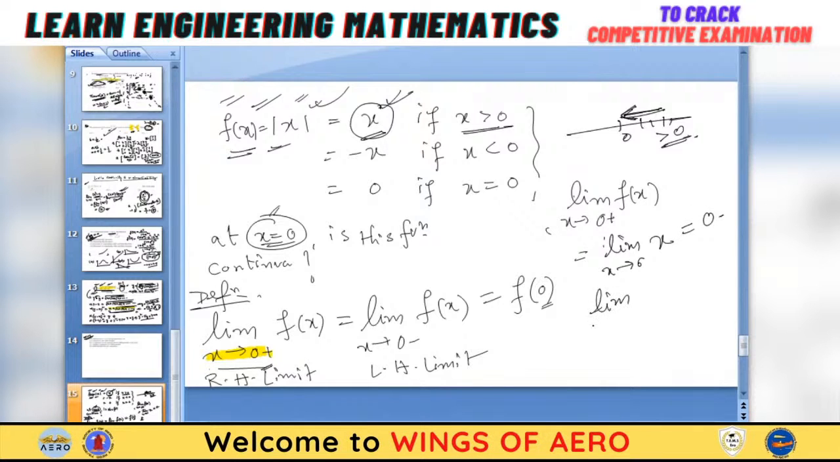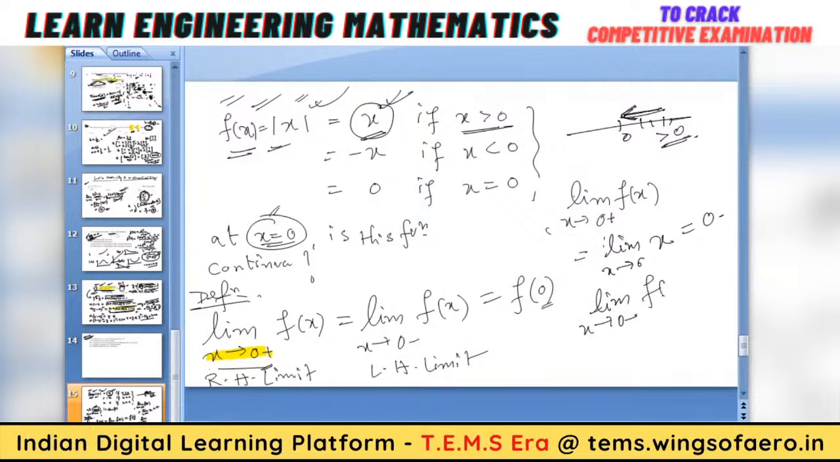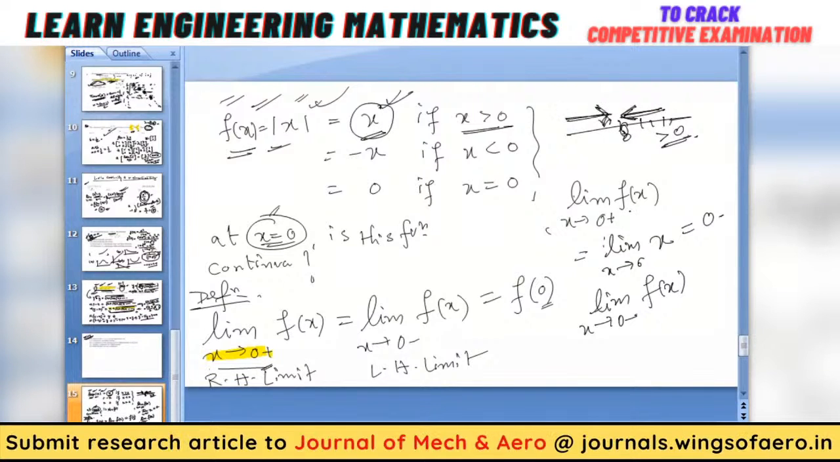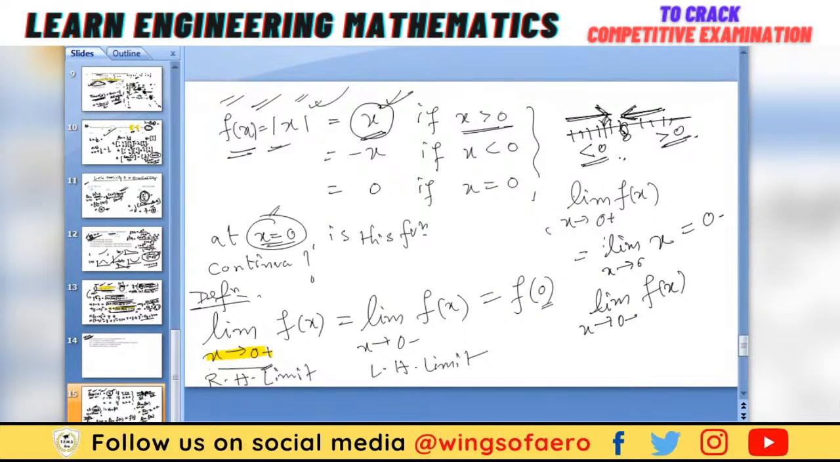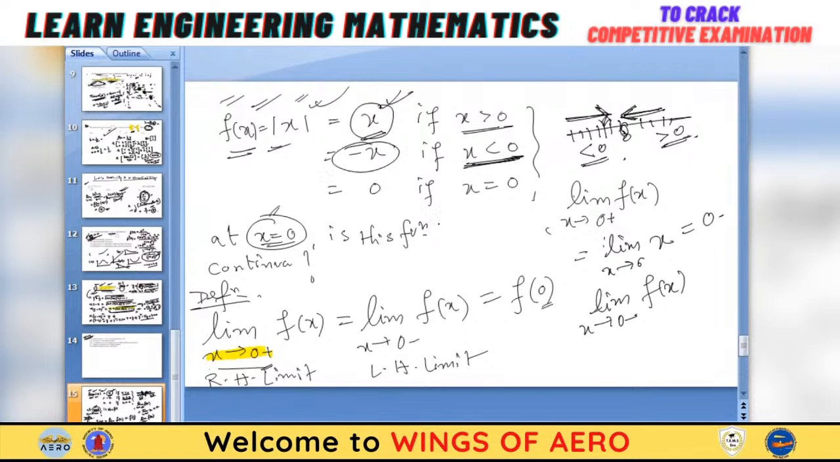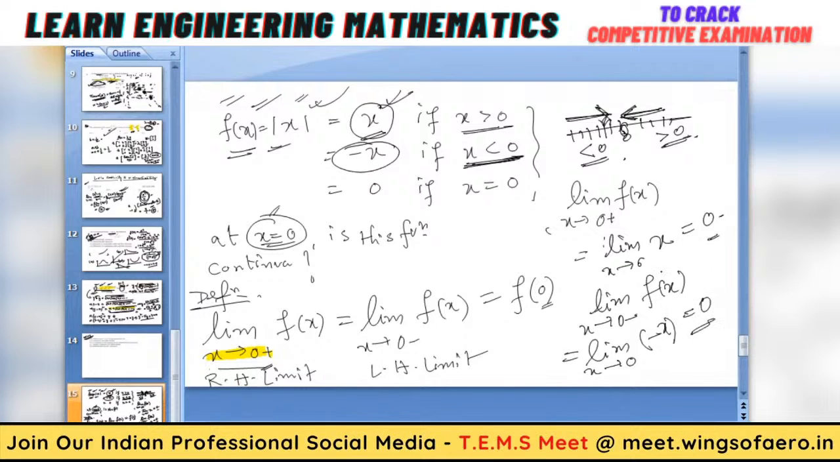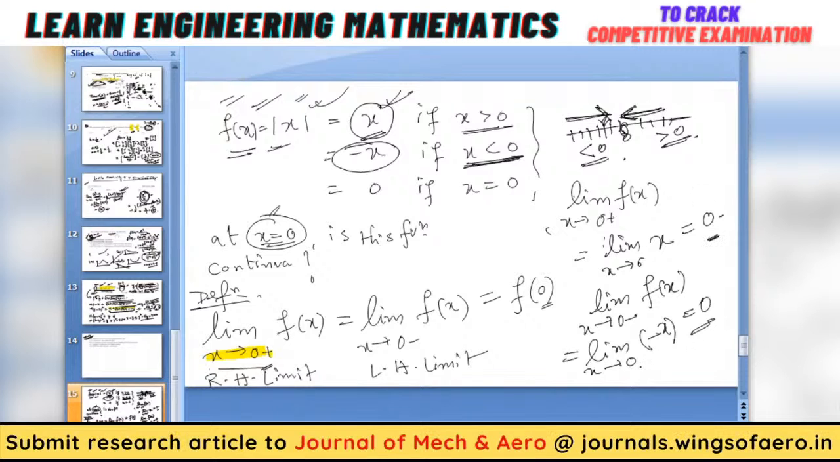Next, limit x tends to 0 minus f(x), left side. 0 minus means we have to approach this 0 point from the left side, and from the left side all the values are less than 0, so we have to choose where x is less than 0. X less than 0 means this value. What is the value? Minus x. Put here minus x. Limit x tends to 0 of f(x) equal to minus x, which is also 0. So the right hand limit is 0, the left hand limit is also 0.